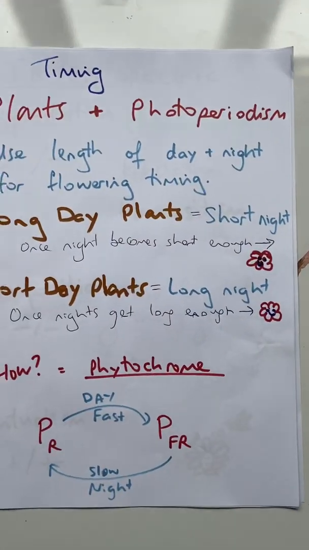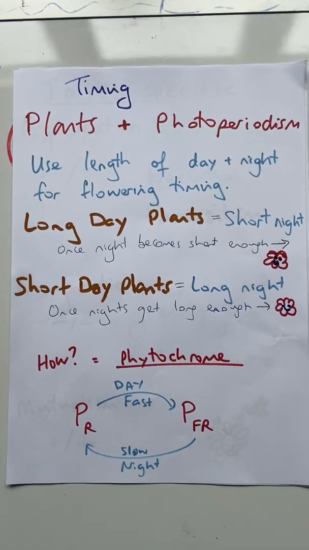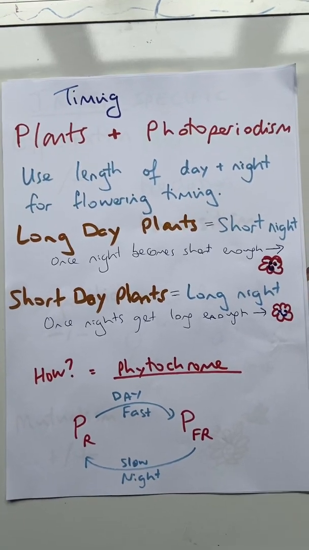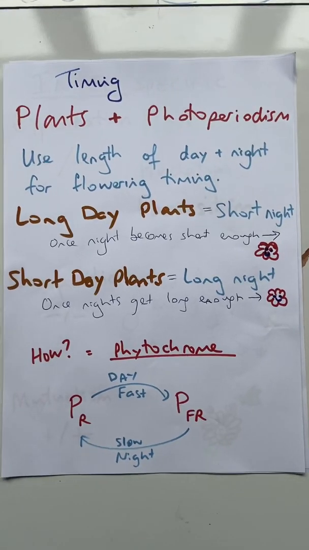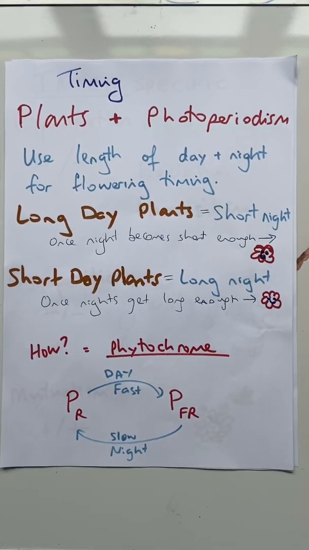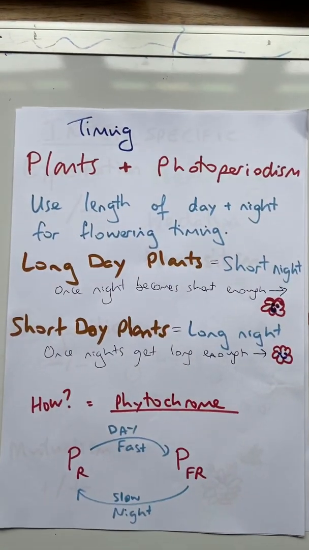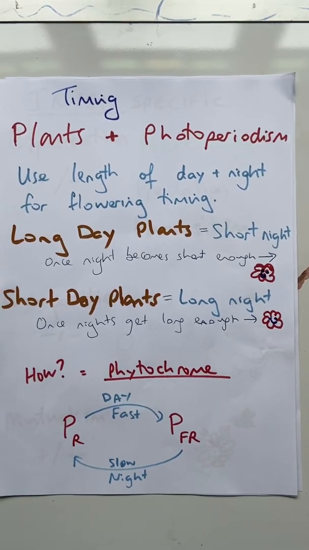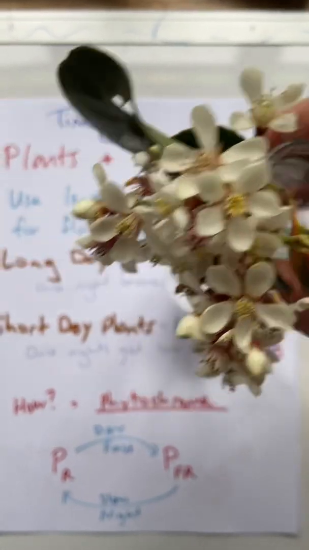Okay, plant timing. Plants use photoperiodism, so photo meaning light, periodism meaning a period of time. So they use the length of day and night to time things, for example, timing flowering. So long day plants know when the night is short, and once the night becomes short enough, they will flower. And then short day plants know how long the night is as well, and when the night gets long enough, so they're long night plants, then they will flower.